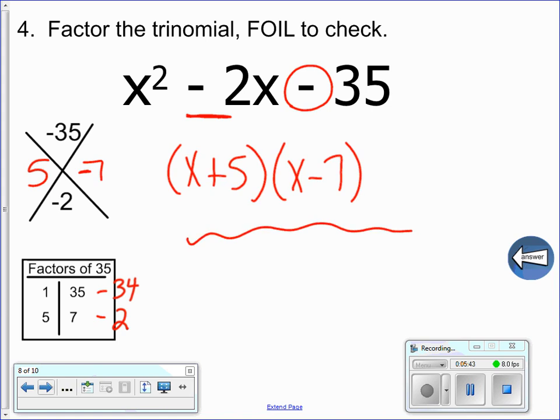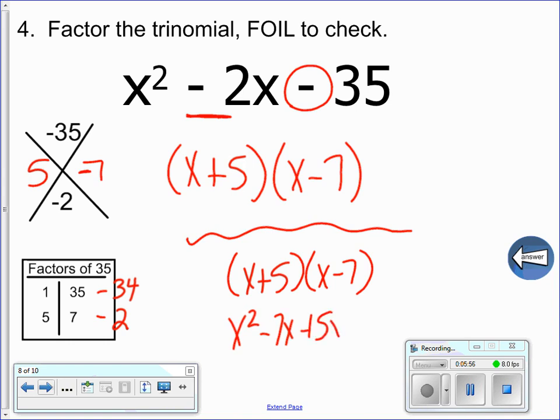Let's check it. X times x is x squared. X times negative 7 is negative 7x. 5 times x is 5x. And 5 times negative 7 is negative 35. Combine like terms, x squared minus 2x minus 35.